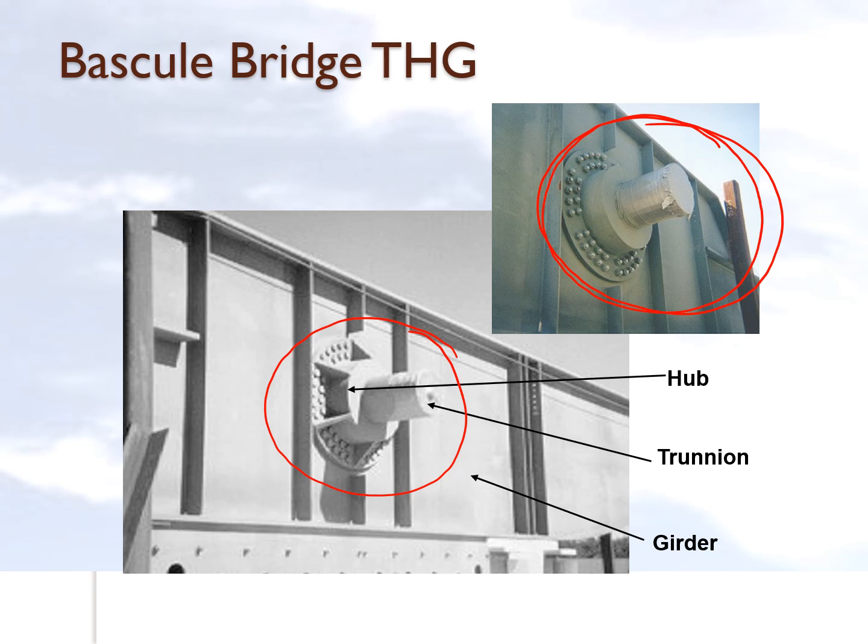You have the trunnion, which is simply a hollow or a solid cylinder, and then it is put in this item called the hub, and then the trunnion hub is put into the girder of the bridge. And that's how this first class lever is made for a drawbridge.